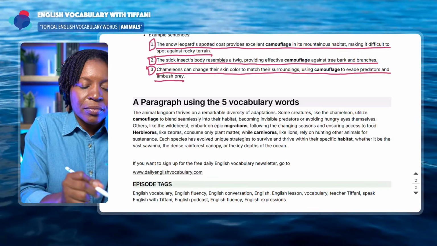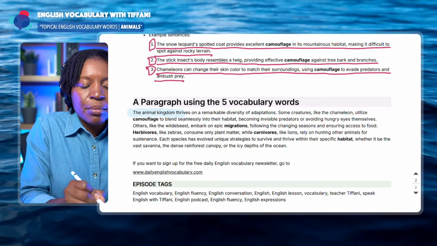All right, now what we're going to do is I'm going to read, and you're going to listen to a paragraph that literally utilizes each of the words that you learned in today's lesson. The words about animals. Now, as you listen to me reading this paragraph, I want you to take note of when the words are used. So, listen closely as we dive into this paragraph.